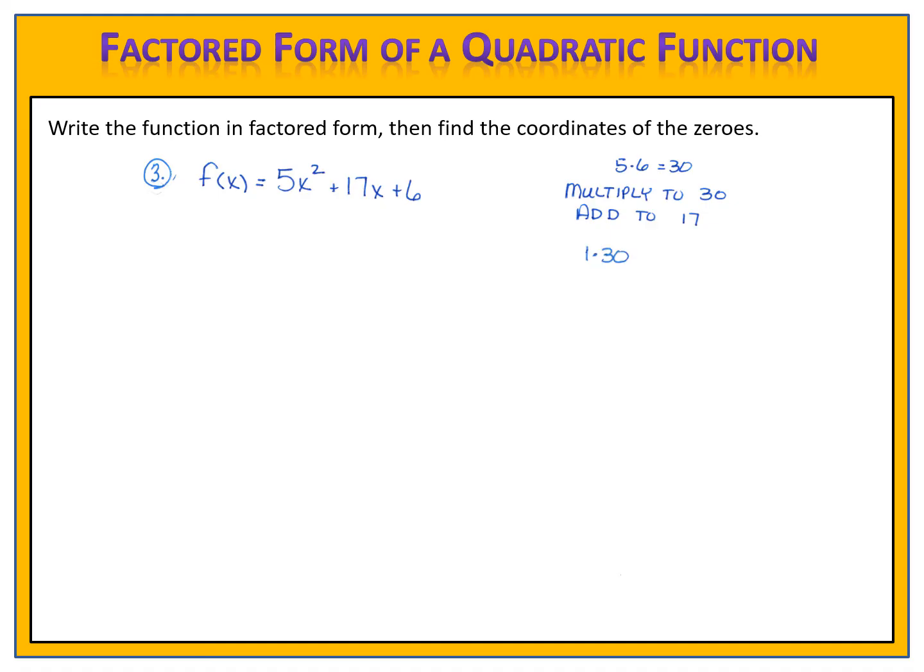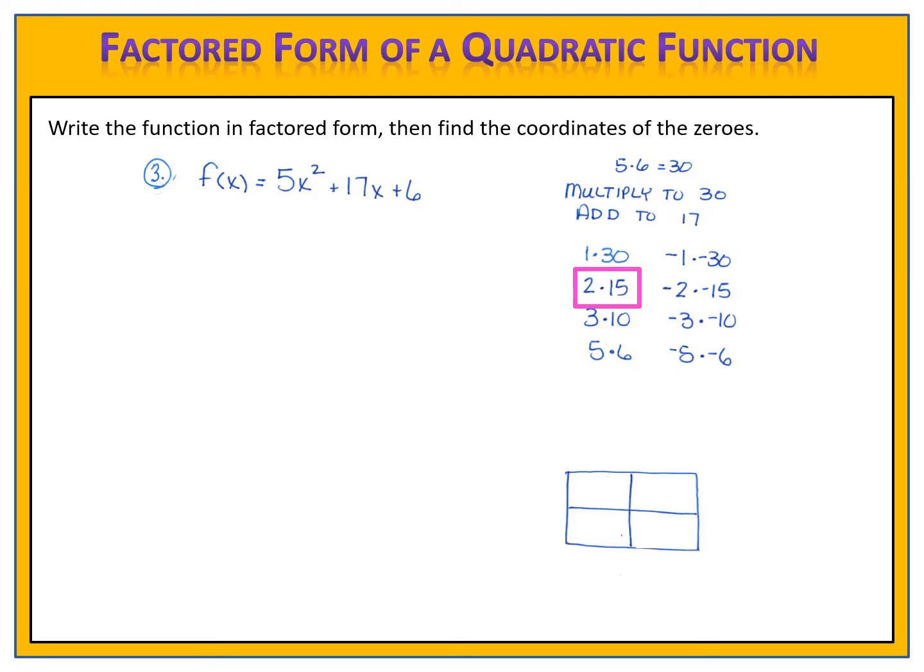So I list out the candidates, the numbers that could multiply to 30, and I'm going to choose the one that adds to 17. Those numbers are 2 and 15. I'll use my grid this time to do my factoring, and I'll fill it out with the 5x squared in the top left, the 6 in the bottom right, and the 2x and 15x in the other two boxes. I do my factoring across the top, taking out first the greatest common factor, and then I use multiplication to fill in the other spots around the grid.